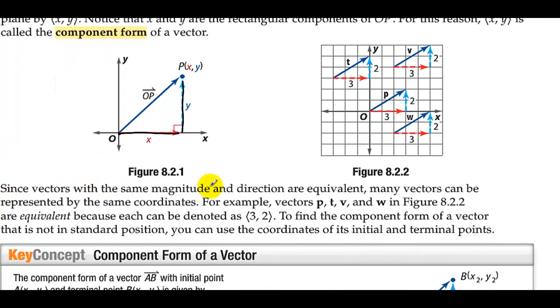Since vectors with the same magnitude and direction are equivalent, many vectors can be represented by the same coordinates. For example, vectors p, t, v, and w are equivalent because each can be denoted by ⟨3, 2⟩. In other words, the horizontal component of any one of these is 3, and the vertical component of all of these vectors is 2. So we can represent all of these vectors with the component form ⟨3, 2⟩. And we use the chevrons to denote that we are reporting these vectors in standard position.